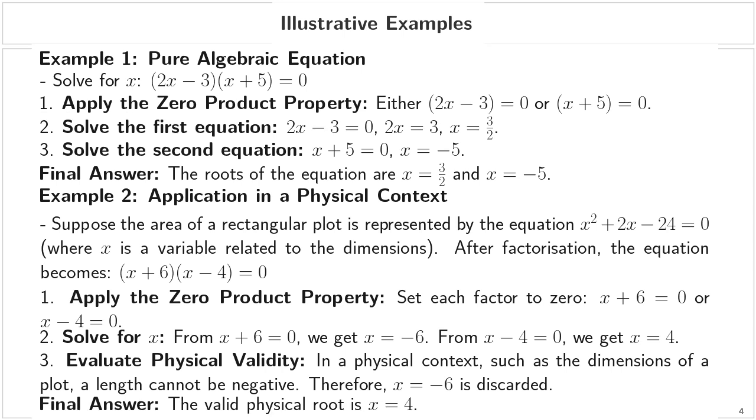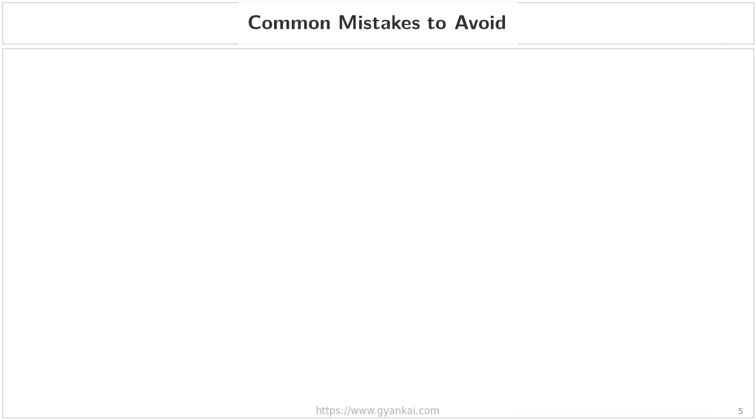This leaves us with our final answer. The only valid physical root is x equals 4. As we move to the next slide, keep in mind that while the math might give you two answers, the context of the problem determines which one is actually usable. Common mistakes to avoid.